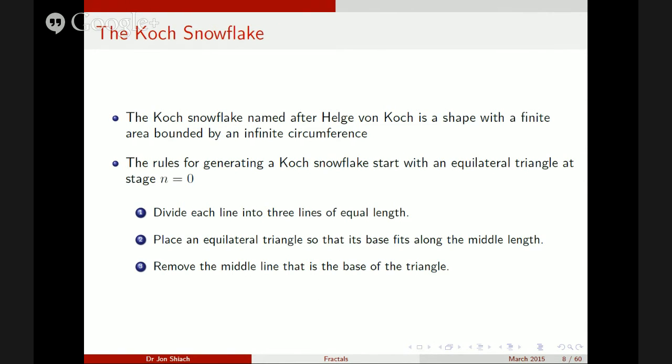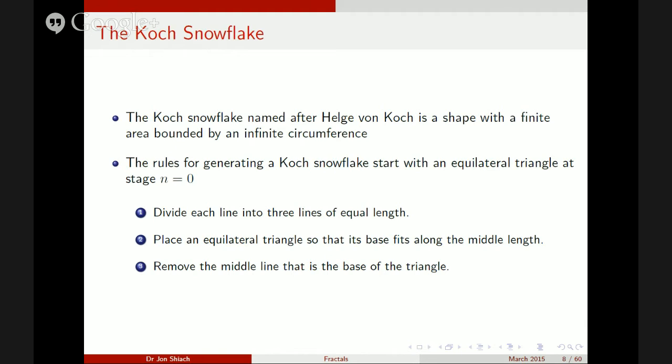The Cantor set, to be honest, is pretty boring. Not a lot you can do with it. So what I'm going to do now is move on to another example of a fractal, and this one's called the Koch snowflake. This one's interesting because it's a shape with a finite area bounded by an infinite circumference.